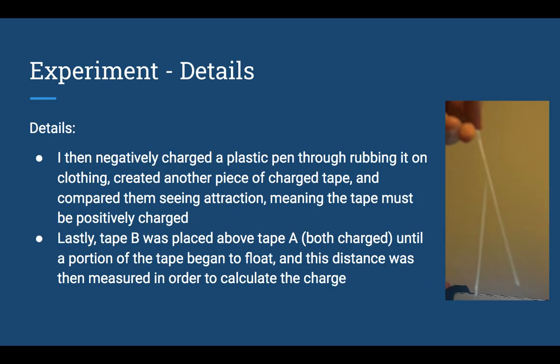I then negatively charged a plastic pen by rubbing it on clothing, created another piece of charged tape, and I saw that they were attracted to one another. This means that the tape must be positively charged. Lastly, I placed tape B above tape A as seen in the figure earlier. These were both charged until a portion of the tape began to float, and I calculated and measured this distance.